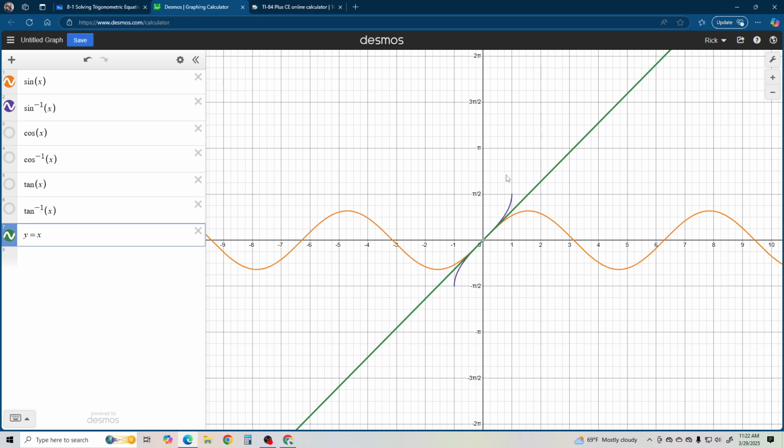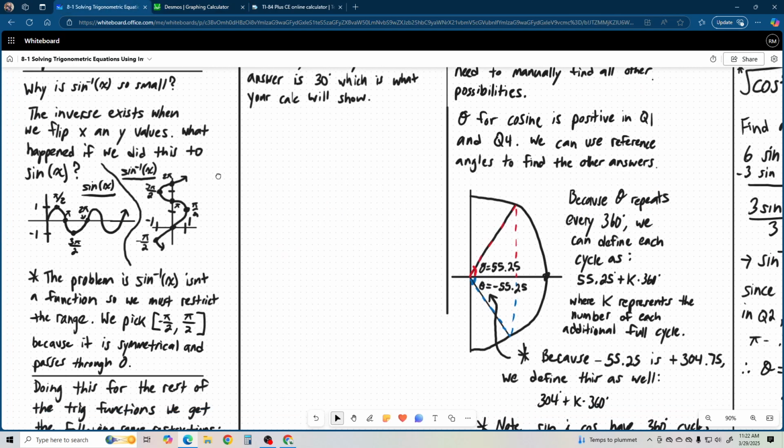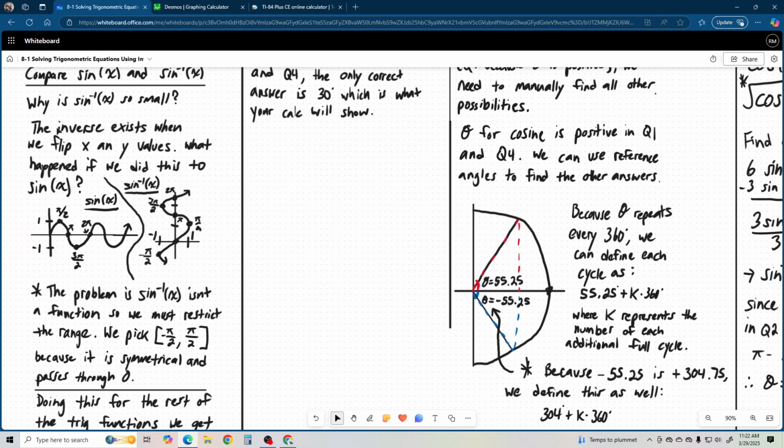But why does it not continue? If you follow my cursor here, why does it not continue to curve like this? Why does it not snake all the way up? Well, it actually does, but we're trying to restrict this specifically such that it's a function. So why is this so small? The inverse exists when we flip the x and y values. In other words, if sine goes up and down from left to right, then this is going to go left and right as we go up and down. It's kind of the opposite idea. Now, if we did this, look at this graph here. Remember what it means to be a function: we have to be able to pass the vertical line test.